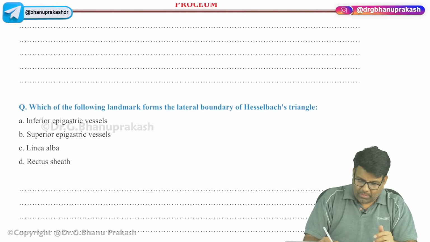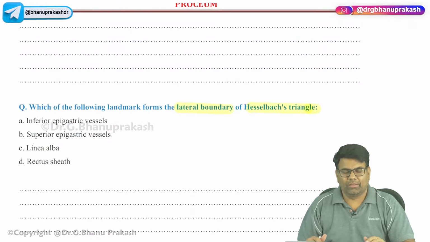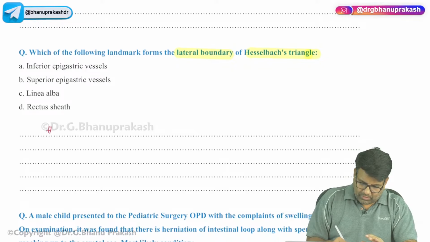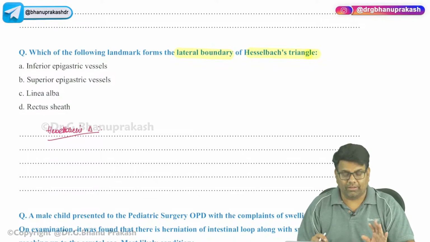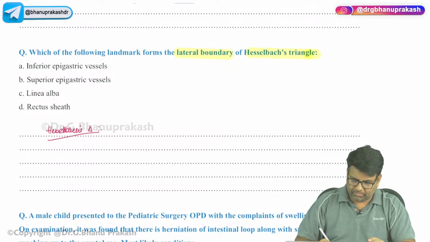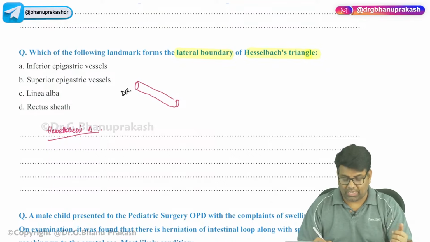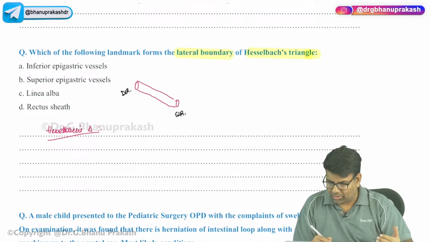Now, the lateral boundary of Hesselbach's triangle. Hesselbach's triangle is very important in surgical discussions because it is the area for direct inguinal hernia, and again we can take a little bit of anatomy of the inguinal canal. This is the deep inguinal ring, which is a defect in fascia transversalis, and this is the superficial inguinal ring, which is a defect in the external oblique aponeurosis.